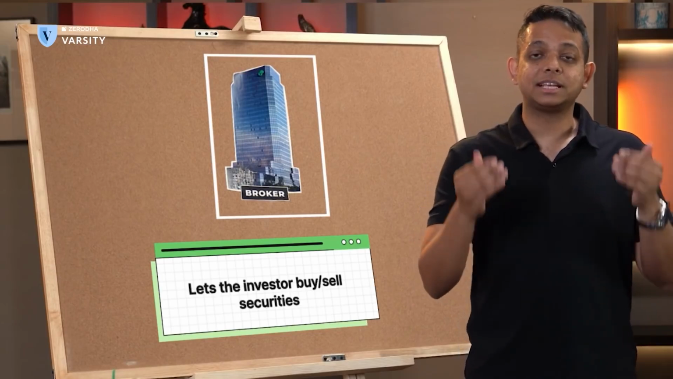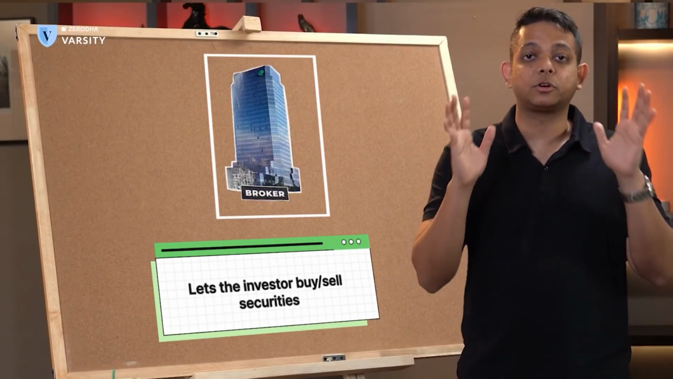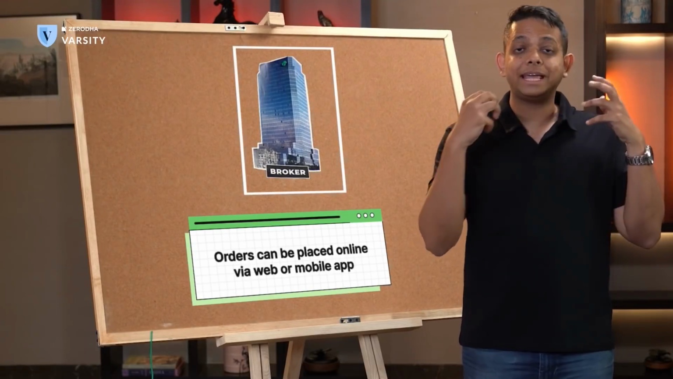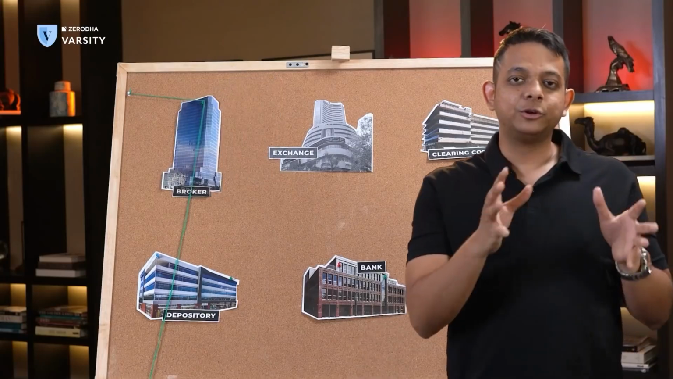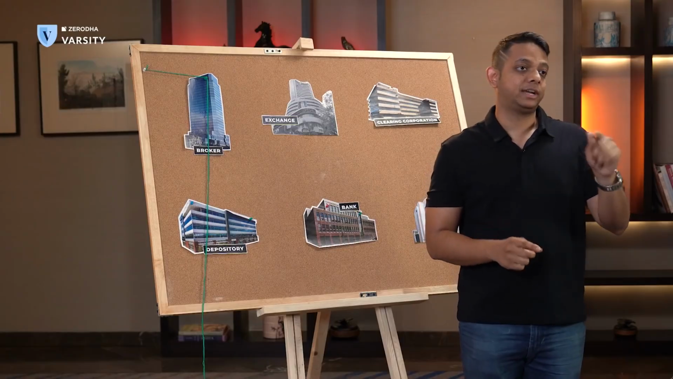A trading account is an account you have with the broker where you can make buy and sell transactions for securities. Orders can be placed on a web platform or on a mobile platform. I used Zerodha Kite's web platform to place that order for Reliance shares.